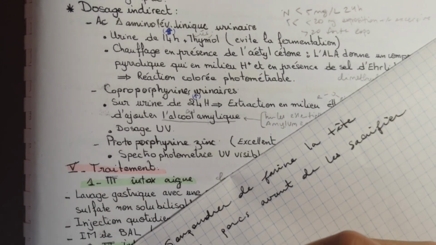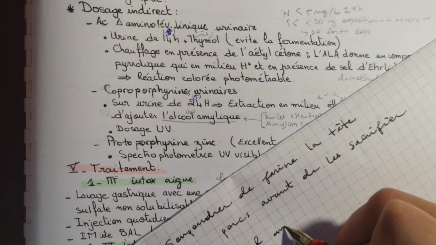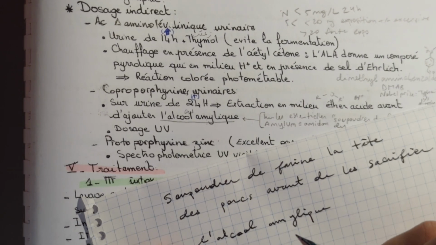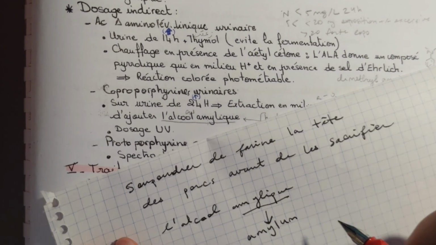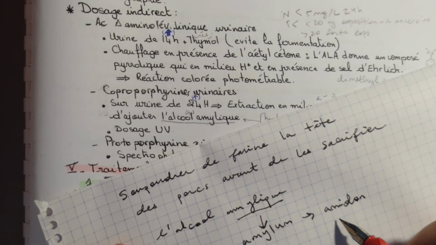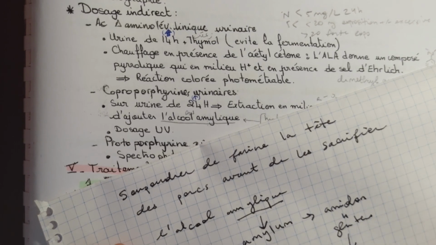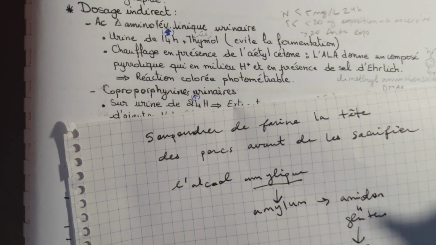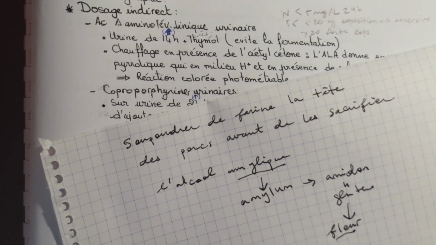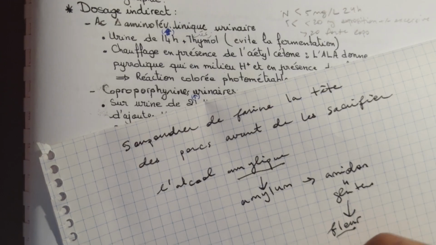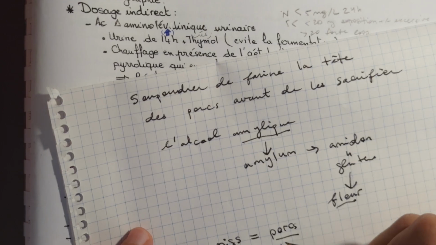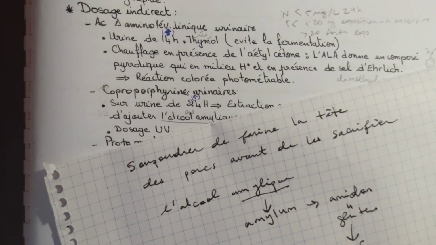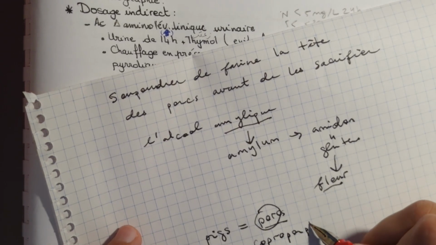How this relates to l'alcool amylique is I found out that it's called l'alcool amylique because this is derived from amylum, which means amidon, which is gluten, and we all know that gluten is in flour. Sprinkle flour on the pigs' heads before sacrificing them. Now, pigs in French is porc, saupoudrer de farine la tête des porcs, and this is how I would remember coproporphyrine urinaire. Now let's go to the second method.